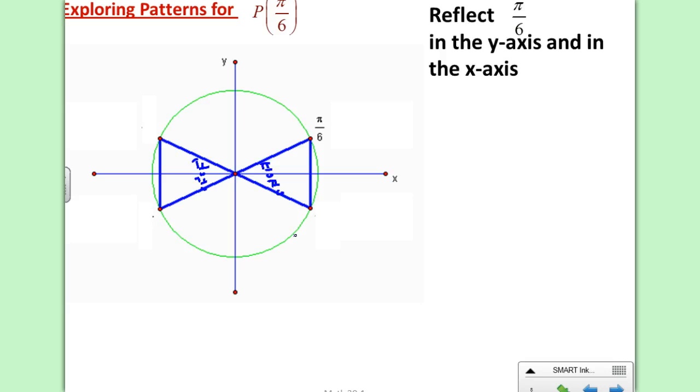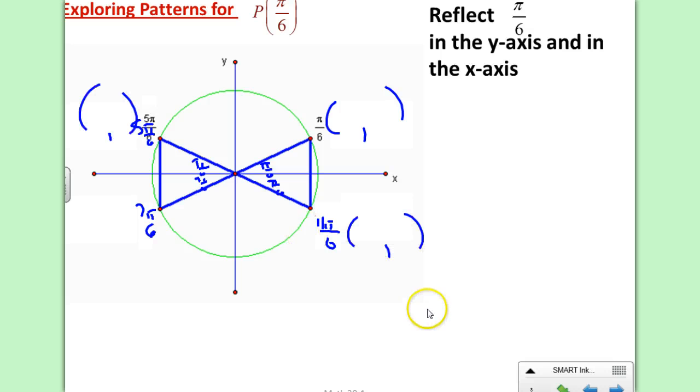So in other words, that's actually the same angle as 5 pi over 6, and 7 pi over 6, and 11 pi over 6 as well. So that's related. Now, how do we know what those points are? Well, we simply need to look at our special triangles, as you're going to see right here.